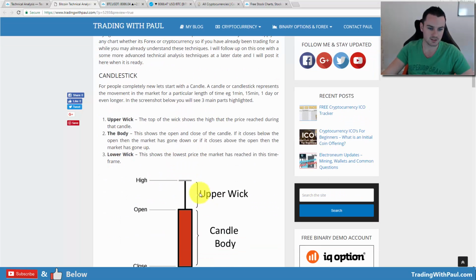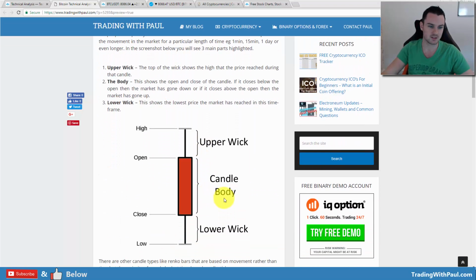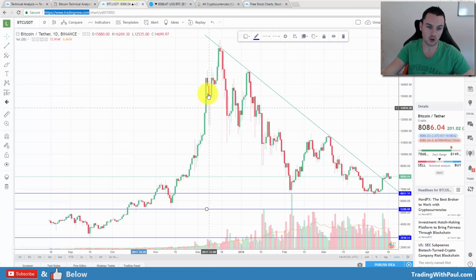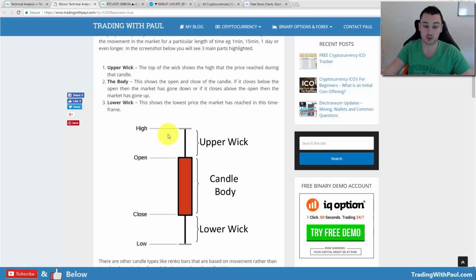So candlestick, let's start with the very basics. What is a candlestick? Some people do not understand this, what the candlestick actually shows you. They know that when they look at the markets, they see all these green and red candles. Green is good, red is bad if you own a certain currency. So when we look at it here, there's three parts to a candlestick. So you have the upper wick, the body, and then the lower wick.